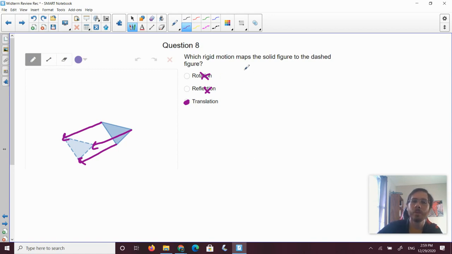For rotation, remember, you'd probably want to do a point of rotation and then a number of degrees. For reflection, you want to draw on your line of reflection. So that's what the two other options are, because the question does change depending on which one you pick. Depending on which one you pick, it asks you to do that to the figure in the picture.